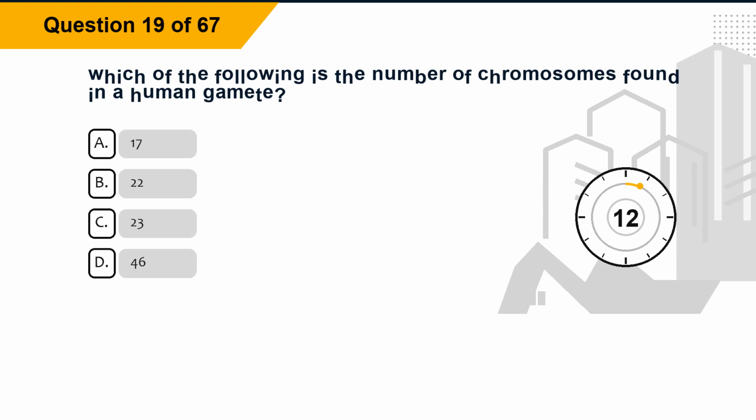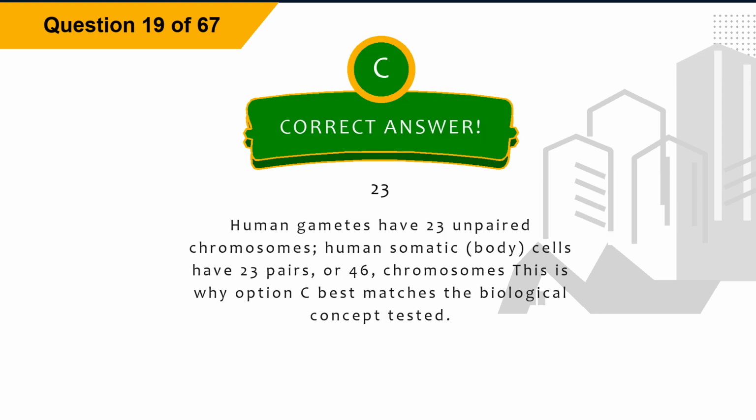Question 19. Which of the following is the number of chromosomes found in a human gamete? Option A, 17. Option B, 22. Option C, 23. Option D, 46. The correct answer is option C, 23. Explanation. Human gametes have 23 unpaired chromosomes. Human somatic body cells have 23 pairs, or 46, chromosomes. This is why option C best matches the biological concept tested.